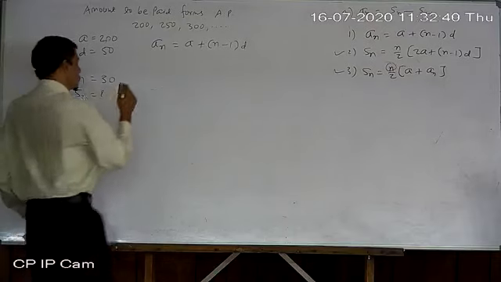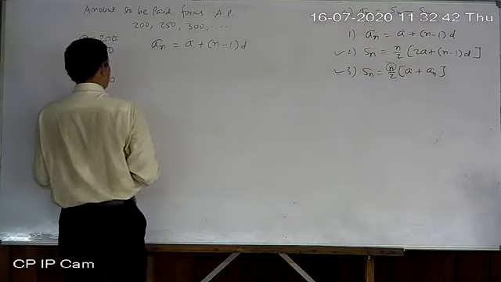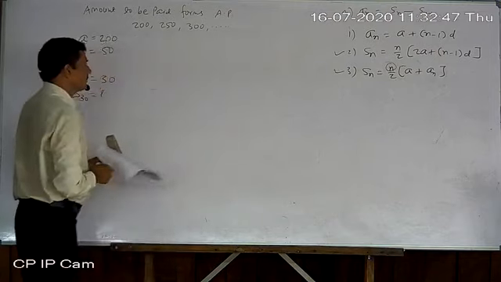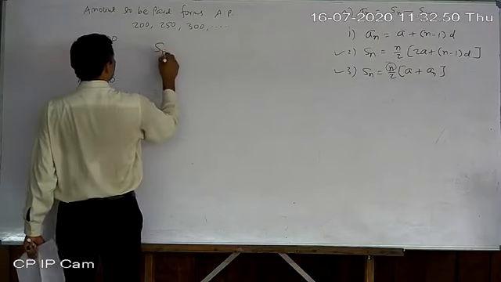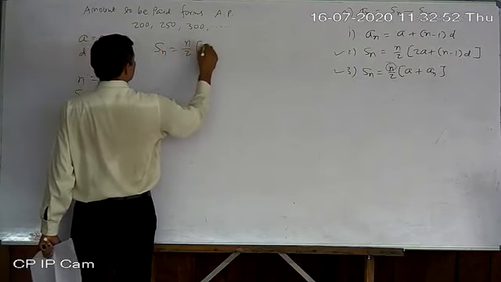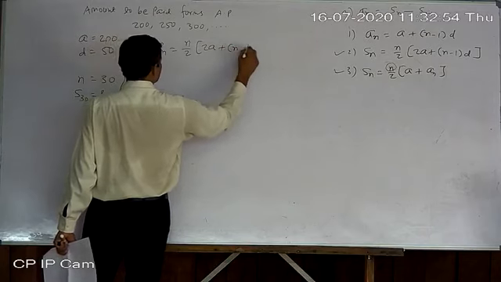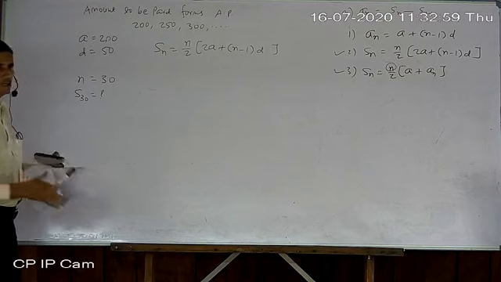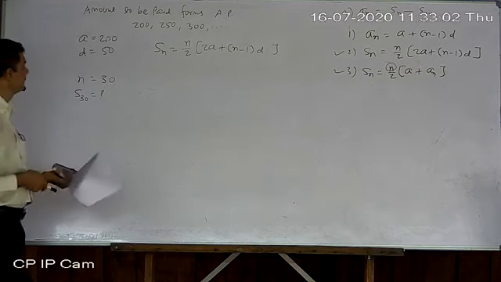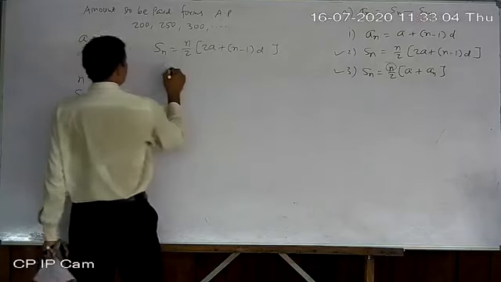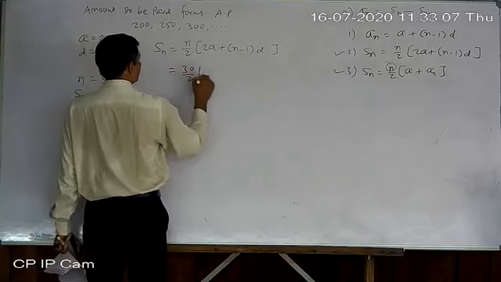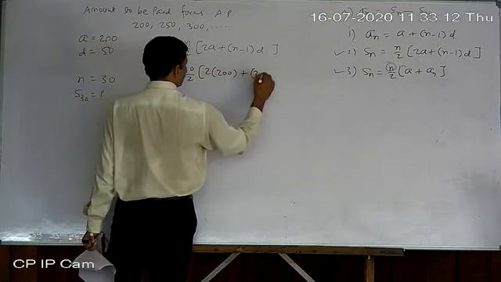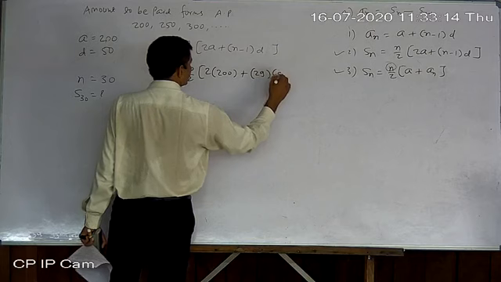So now we have to use the formula of Sn, not An. So write down the Sn formula: N by 2, 2A plus N minus 1 D. Now place our values. N is given as 30, divided by 2, 2 times A, and A is given as 200, 30 minus 1, 29, and D is 50.